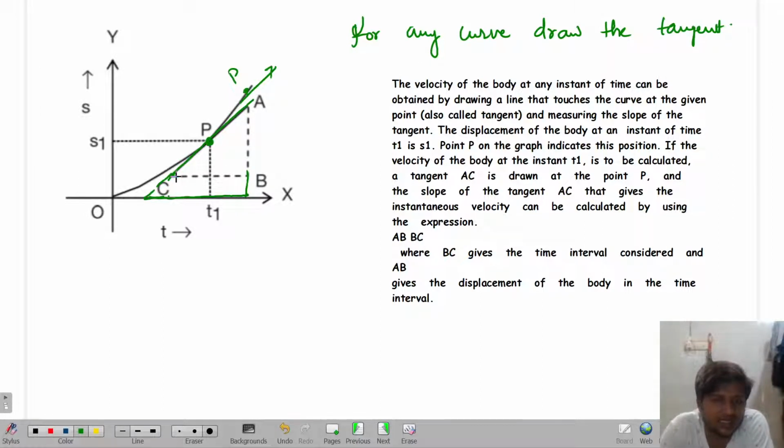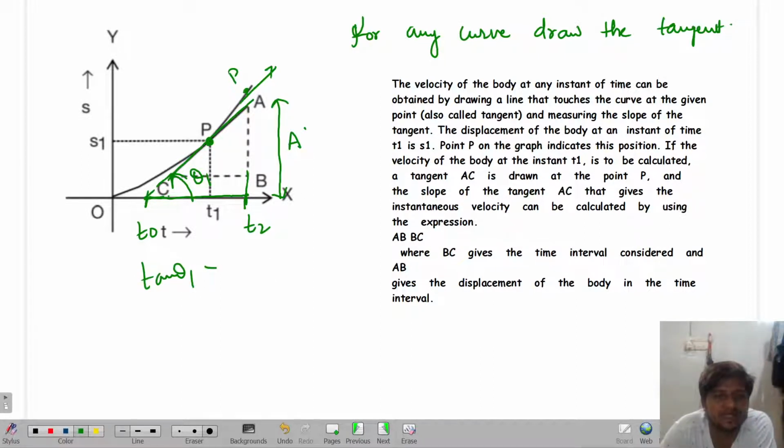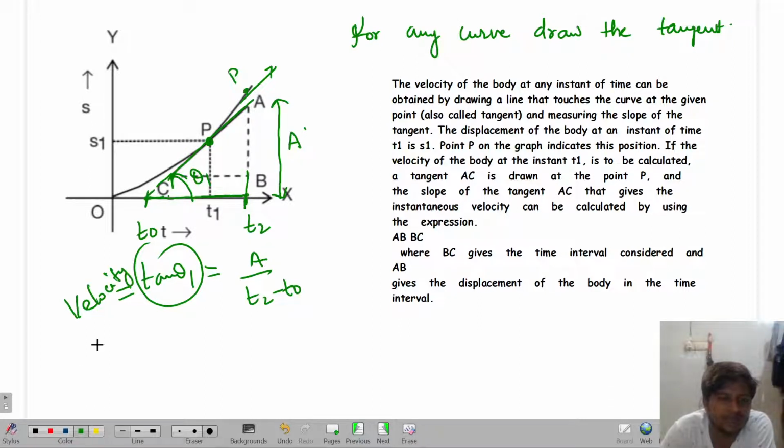Now for this tangent, you can calculate this angle theta1. Tell me, tan theta1 will be what? Let's suppose this is point T2 and this is point T0. So this is point 0 over here. And this length from here to here, let's suppose this is length a. So here again I can calculate tan of theta1. If I calculate this tan of theta1, this will be a by T2 minus T0. And this tan theta1 is going to give you what? Velocity at point P. Understood or not?